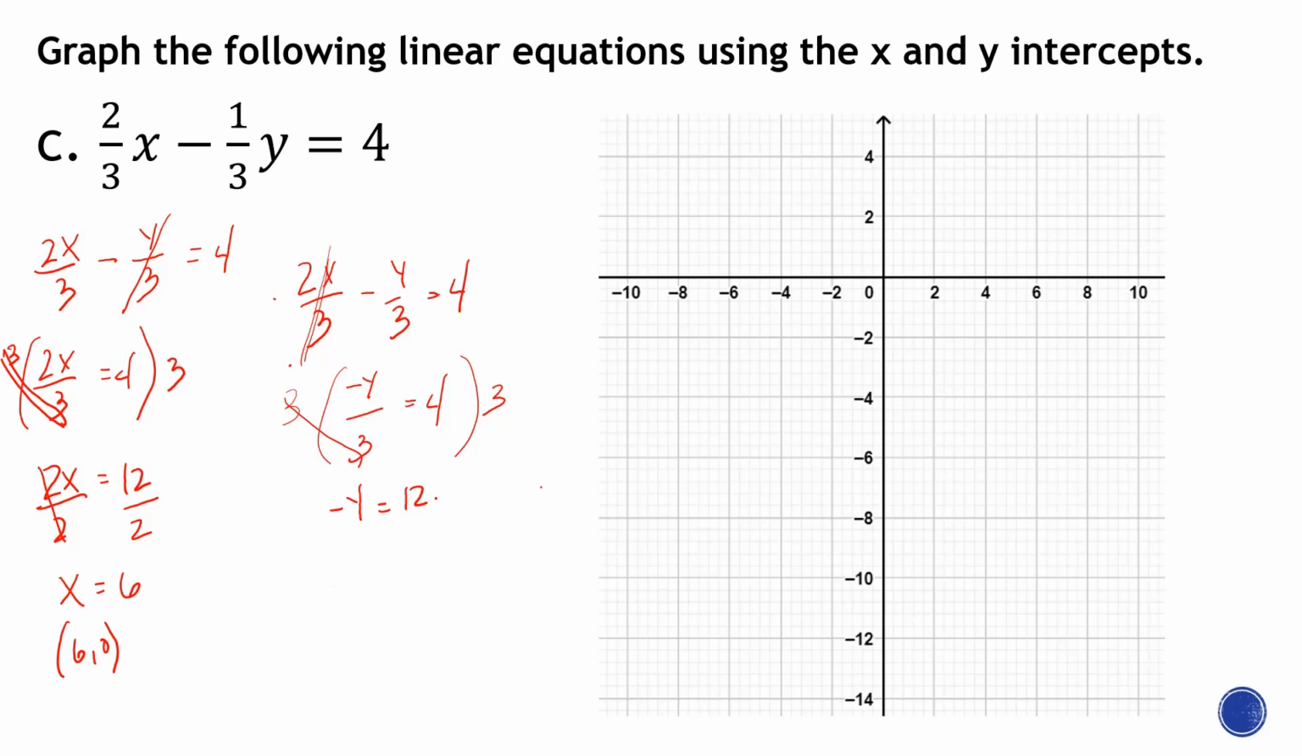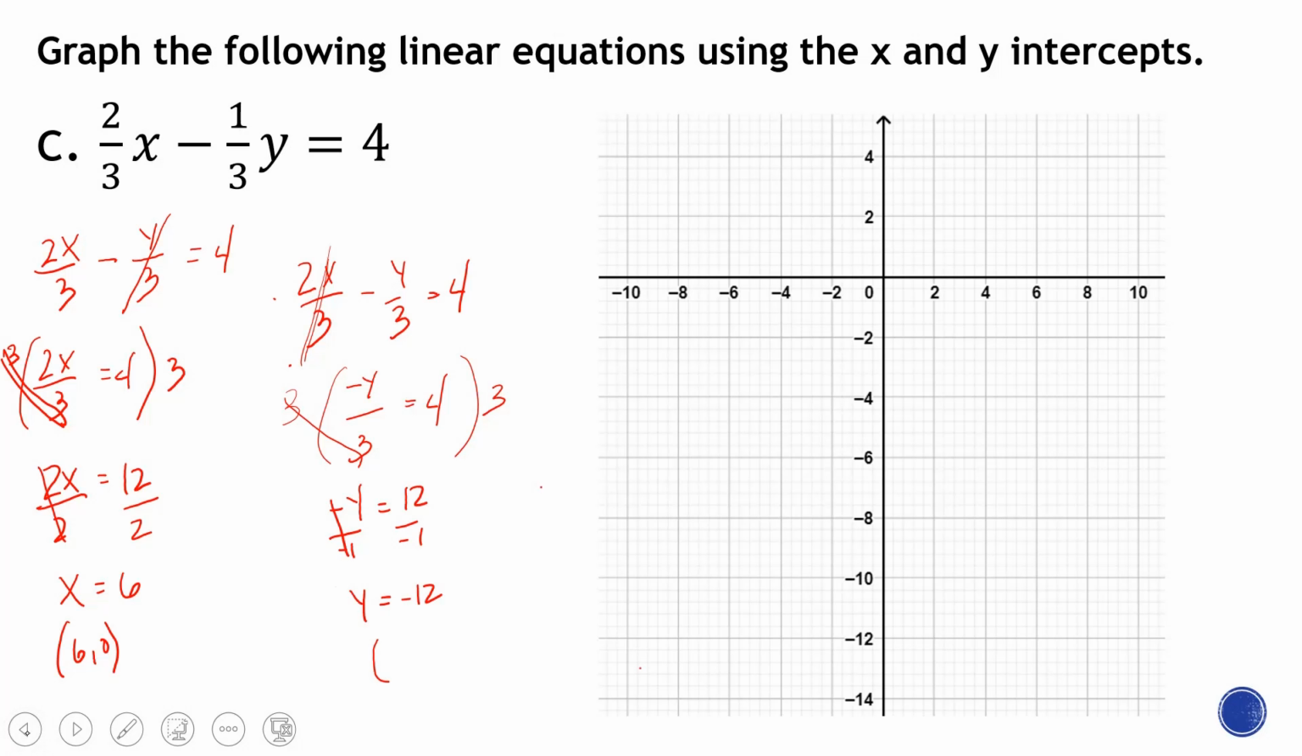Now, of course, we want the y to be positive. We can do two things here. We can either use the multiplication property of equality or division property of equality. But of course, I understand most of you want the division, so that will do. There you go. The coordinates, of course, are 0 and negative 12.